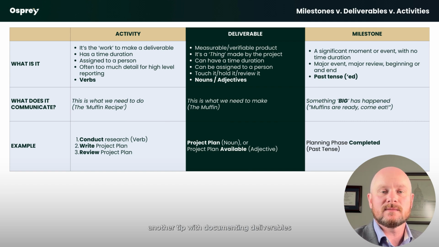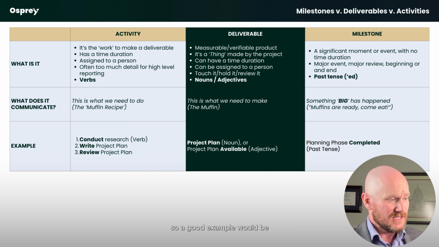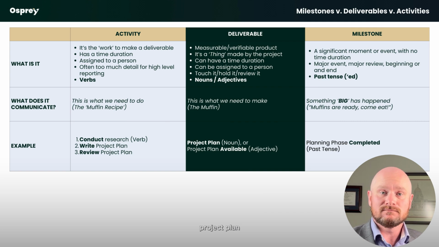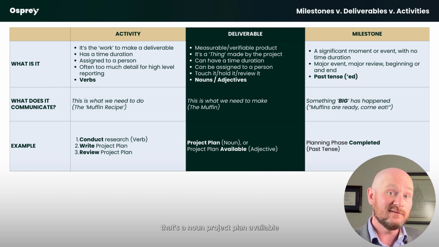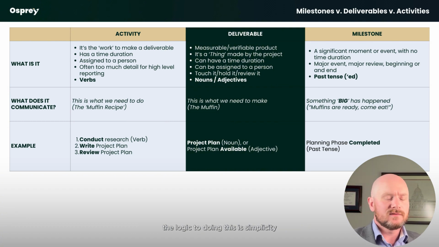Another tip with documenting deliverables in your project plans or schedules, use nouns or adjectives to describe them and keep the text to a bare minimum. So a good example would be project plan. That's a noun. Project plan available. Available is the adjective that modifies the noun. The logic to doing this is simplicity.